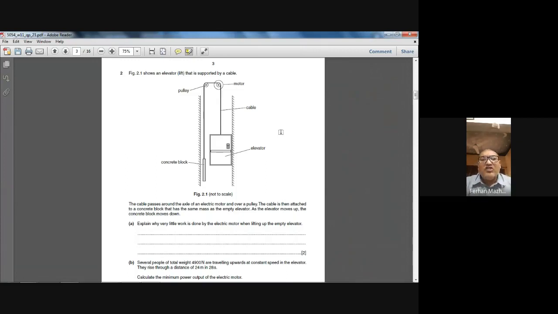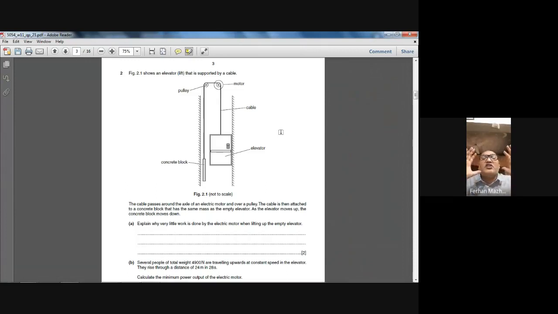Now the electric motor doesn't have to lift the weight of the elevator. The weight of the elevator is balanced by the weight of the concrete block. The electric motor only has to provide energy to overcome the friction in its pulley, in the axle of the motor. It only has to provide energy to overcome the air friction. It only has to provide the energy to accelerate the elevator.